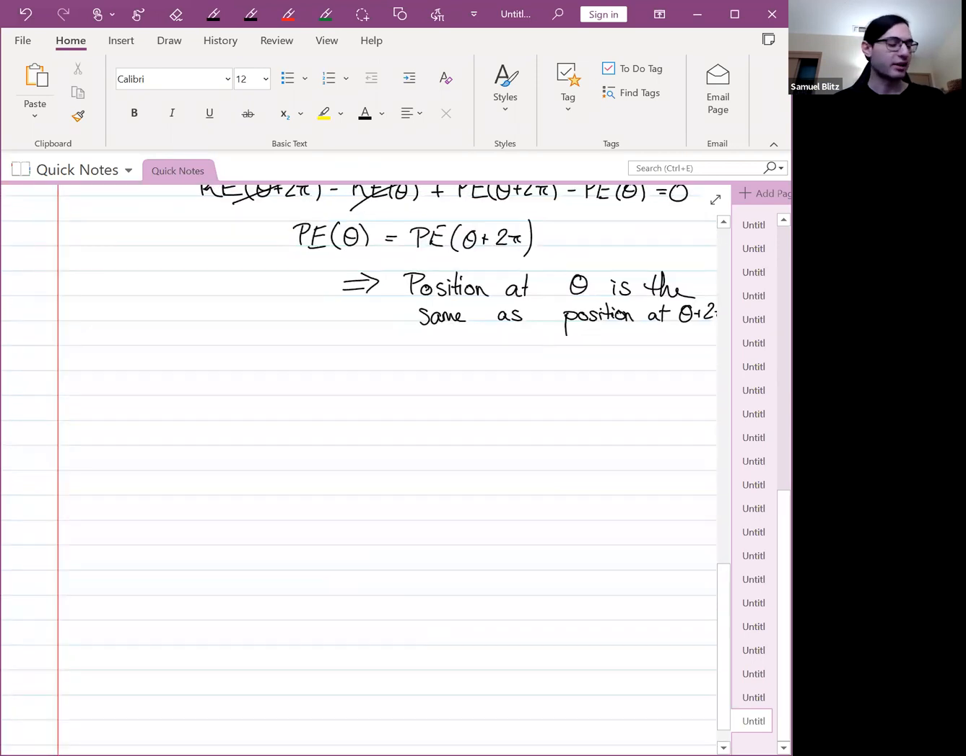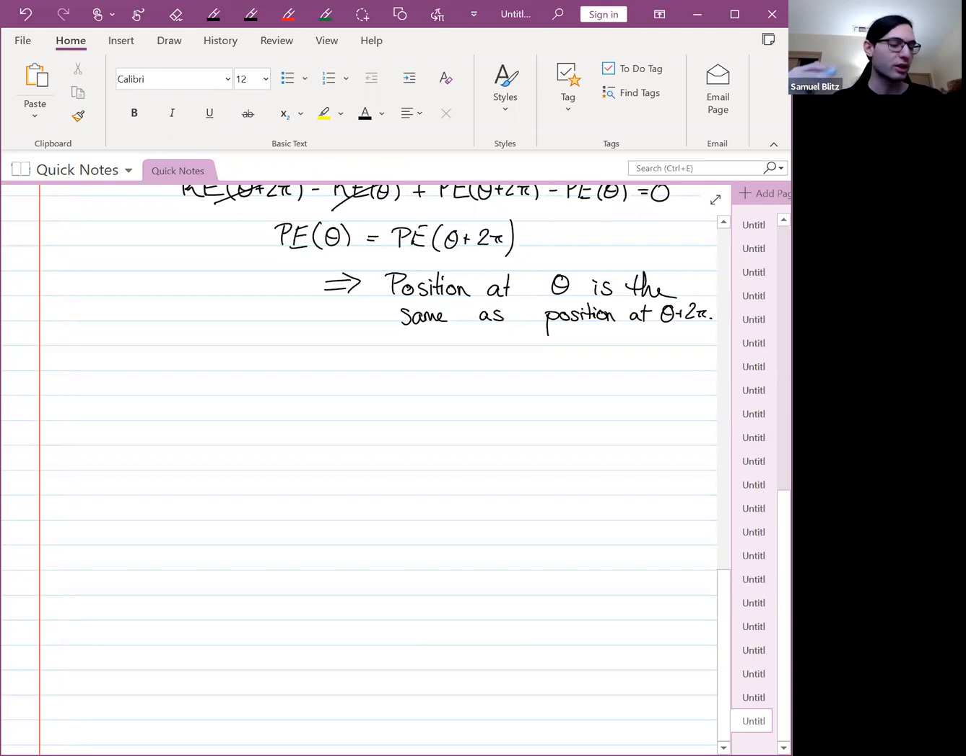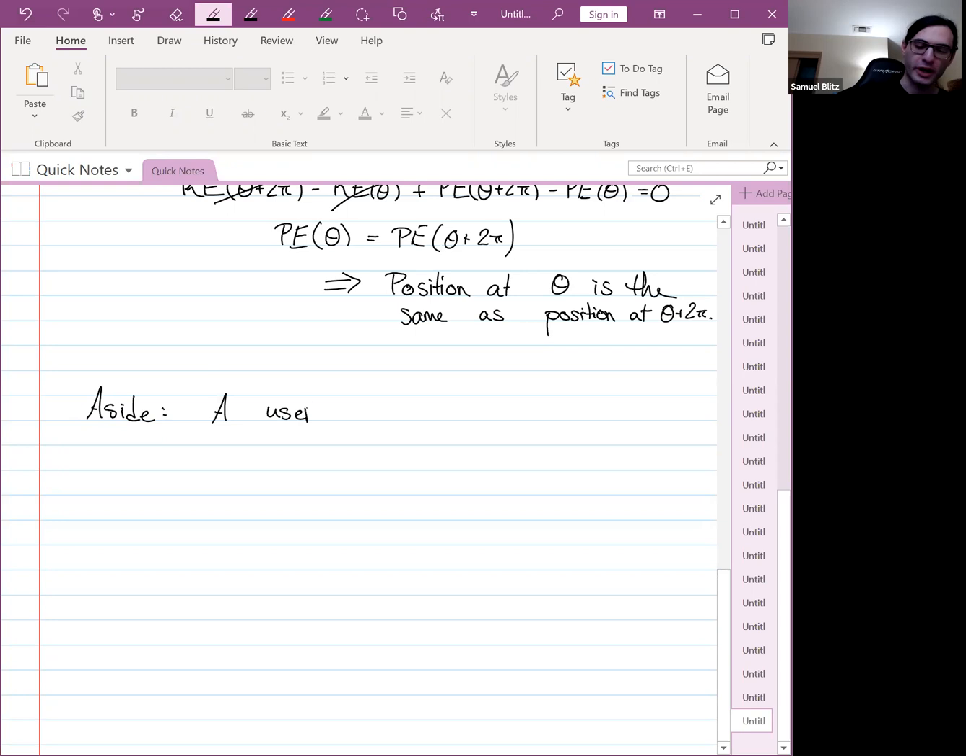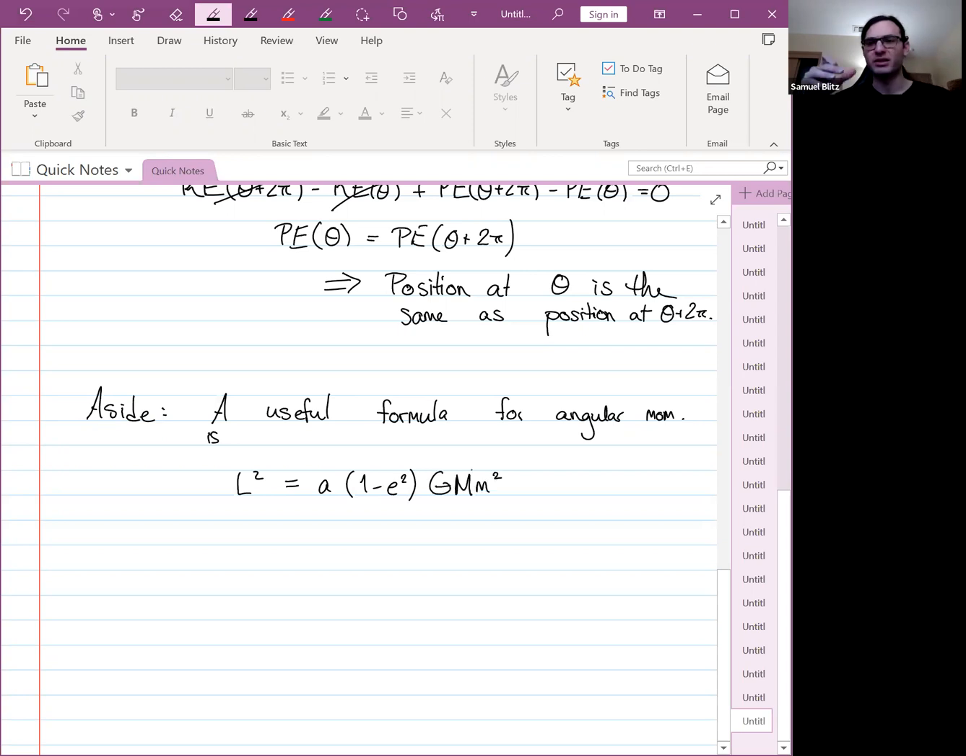Now, just as a quick aside, we can do some calculations to actually relate the angular momentum to the gravitational parameters. So a useful formula for angular momentum, for gravitational orbits, is that L squared is equal to a, the semi-major axis, times 1 minus e squared, e being the eccentricity, times G capital M little m squared, where capital M is the mass of the fixed body, and little m is the mass of the body that goes around. This is a convenient formula.